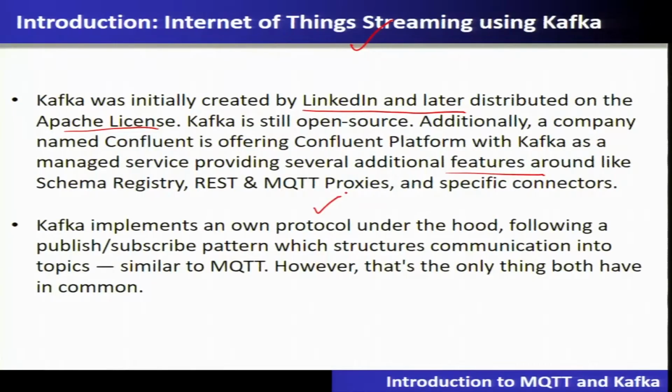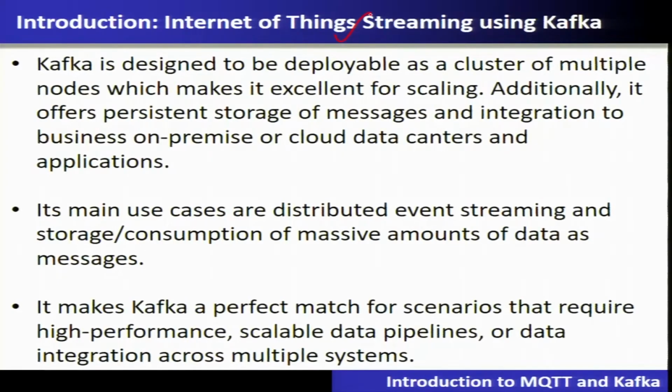Kafka implements its own protocol under the hood, again following the same publish subscribe pattern, which structures the communication into topics very similar to MQTT, but this is the only thing common across MQTT and Kafka. For the rest, let us see how it differs. Internet of Things uses Kafka for streaming data analysis, that is real time streaming analytics, also called hot data analytics.